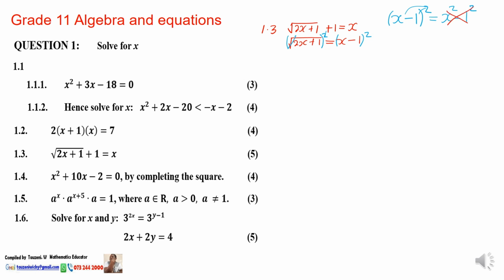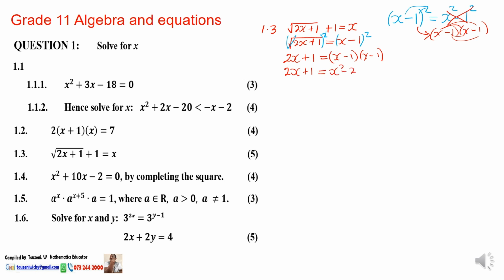The square means you must repeat the bracket: x minus 1, factor of x minus 1. Then from there, we use the FOIL method to simplify it. So our equation will proceed as follows. This is 2x plus 1 on the left, and on the right-hand side we have x minus 1 multiplied by x minus 1. Then after squaring, you simplify your equation to standard form. So here I use the FOIL method.